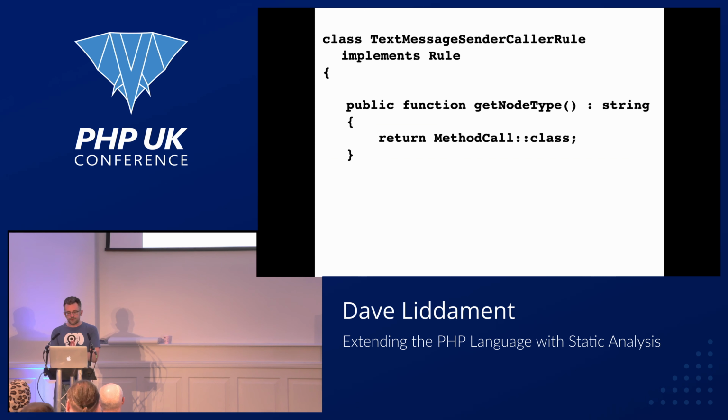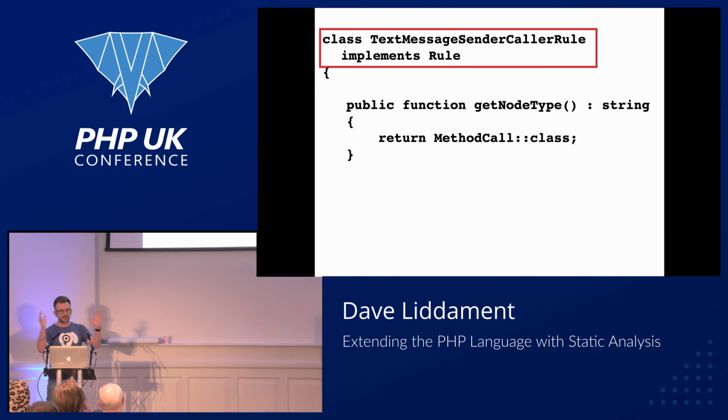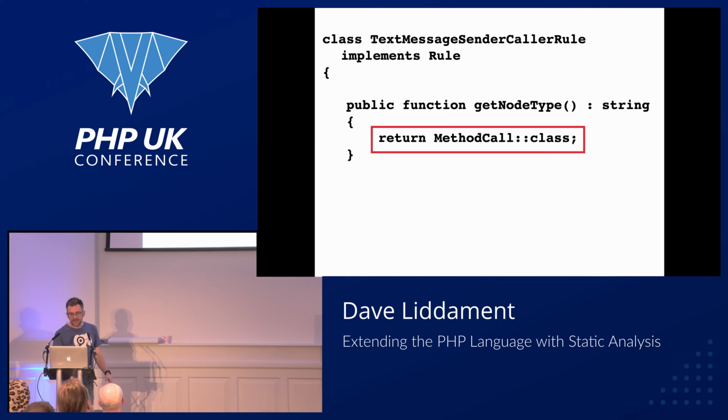So we're going to create our rule. We will call this rule the TextMessageSenderCallerRule, and there is a pint for anyone who can think of a better name for that later. So we'll implement the first method we've got to in the interface. We're saying, what's my node type? We're going to say we're only interested in method calls. So we return the MethodCall class.